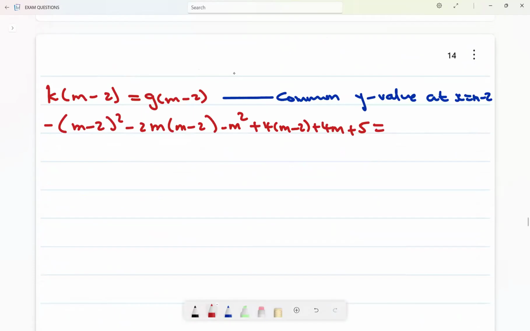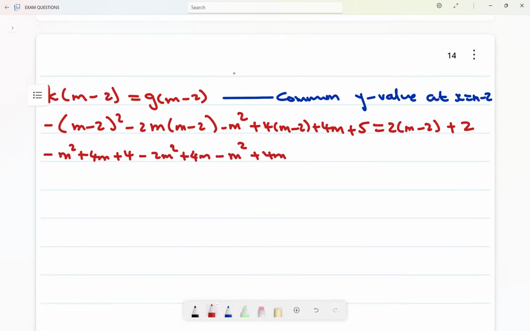G of m, it means when I see x, it is going to be m minus 2 plus 2. And then let's do mathematics. It's going to be minus m squared, negative m squared. M times negative 2 is going to be plus 4m plus 4 minus 2m squared, minus m squared plus 4m minus 8 plus 4m plus 5 is equal to 2m minus 4 plus 2. Let's see which one cancels off.